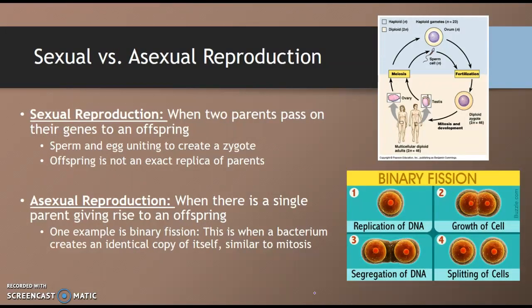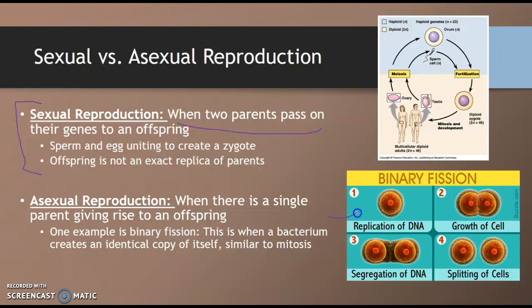And the last thing we're going to talk about is sexual versus asexual reproduction. So everything that we've been talking about is sexual reproduction. This is when 2 parents are going to pass on their genes to an offspring, and the offspring is going to be unique. It's not going to be an exact replica of your parents. But then asexual reproduction is where we have a single parent giving rise to an offspring.